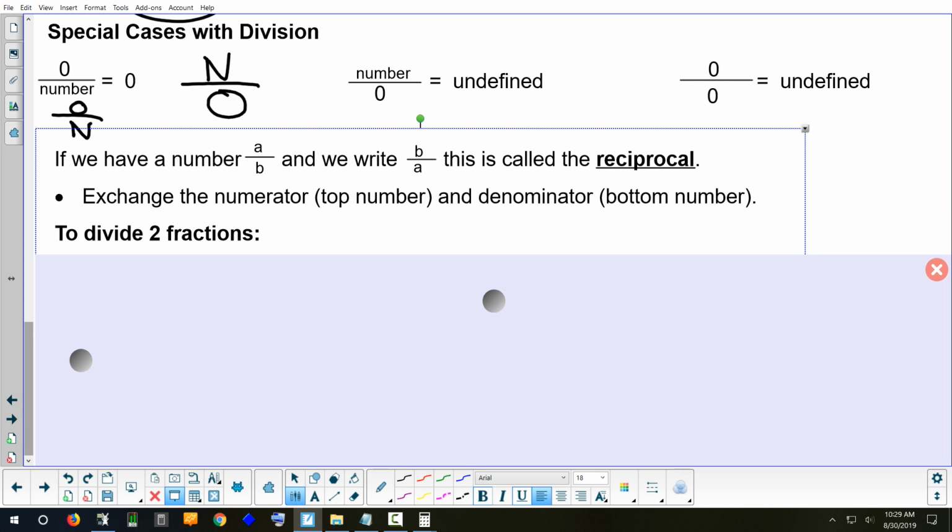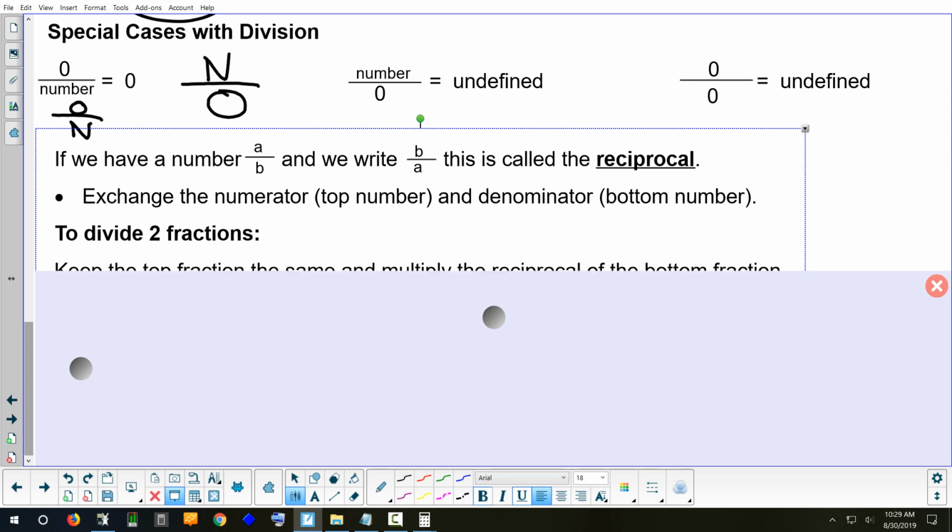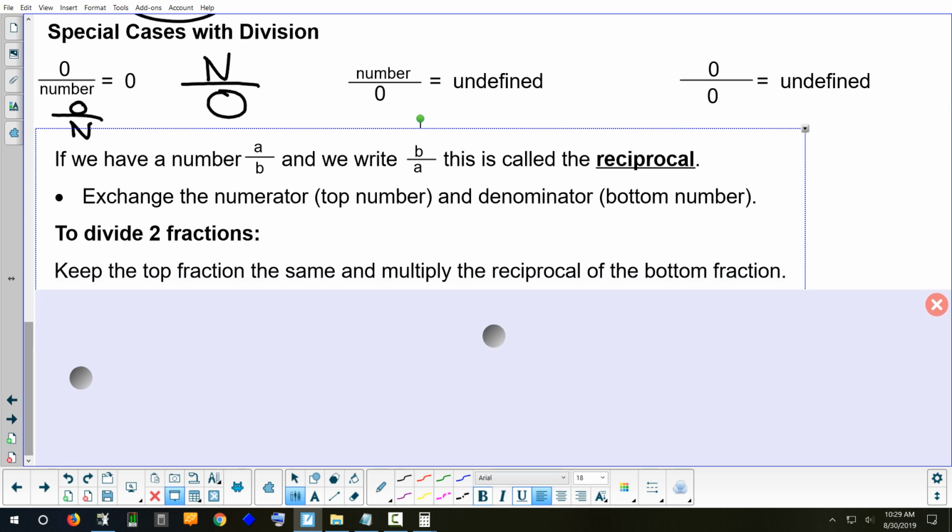All right, so the last thing, we're almost right at the bottom here, to divide two fractions. It says, keep the top fraction the same and multiply by the reciprocal of the bottom. And when we do our last examples, I'm gonna do one with you. Okay, it's probably the trickiest thing with fractions, trying to divide them.